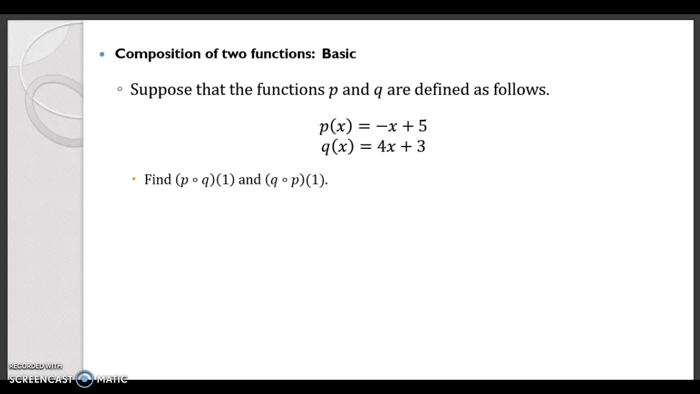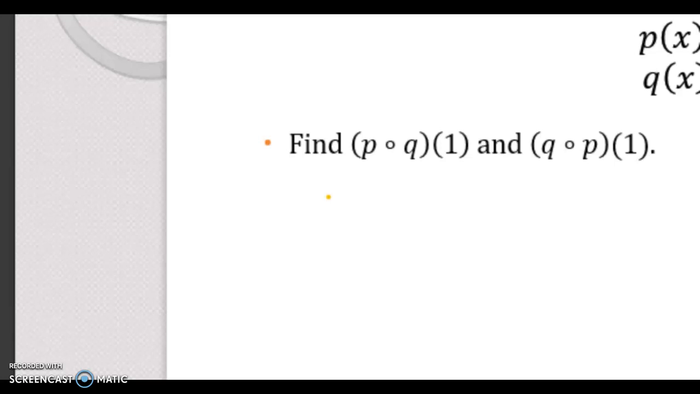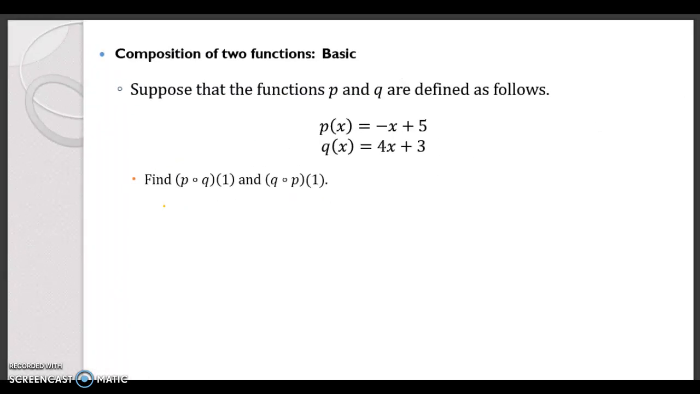Now, whenever we're given this notation, what we can write this as is p, parentheses, what are we putting inside of p? Q of 1. And this other one is q, and inside of the parentheses is p of 1. So what do we need to find? We need to find q of 1.